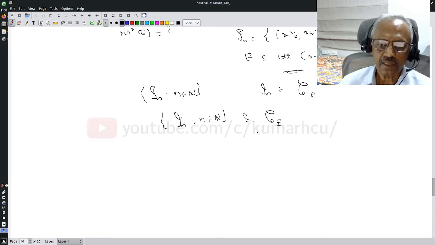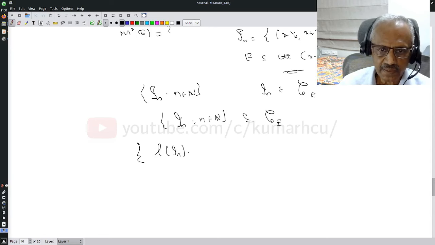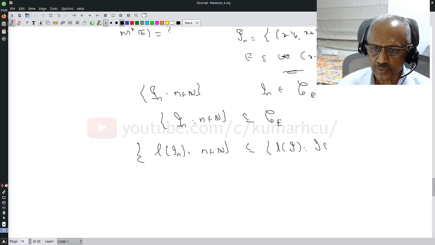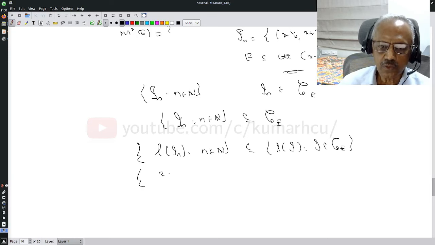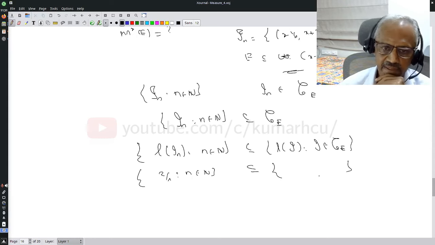Now let's look at the length of this collection I_n as n varies over the natural numbers. This is a subset of the lengths of I as I varies over C(E). For each covering, I am associating the length of the covering. But what are these? This is 2/n as n varies over the natural numbers. This subset of real numbers is a subset of that set of numbers, right?